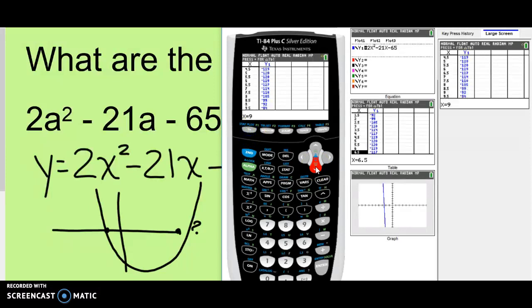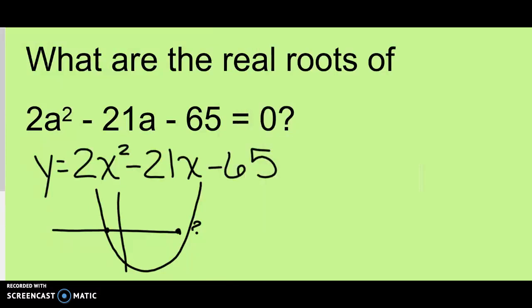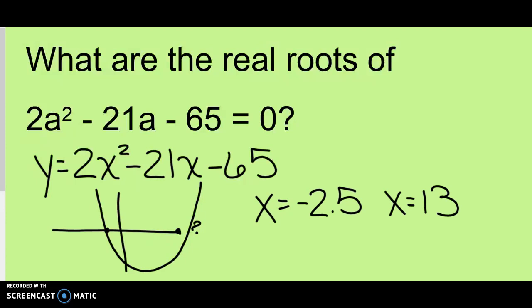Okay. It looks like my y values are getting smaller again. So they're coming back up and getting close to 0. All right. Oh, there it is. Okay. So I've got another one at 13. Okay. So my answers are going to be x equals negative 2.5 and x equals 13.